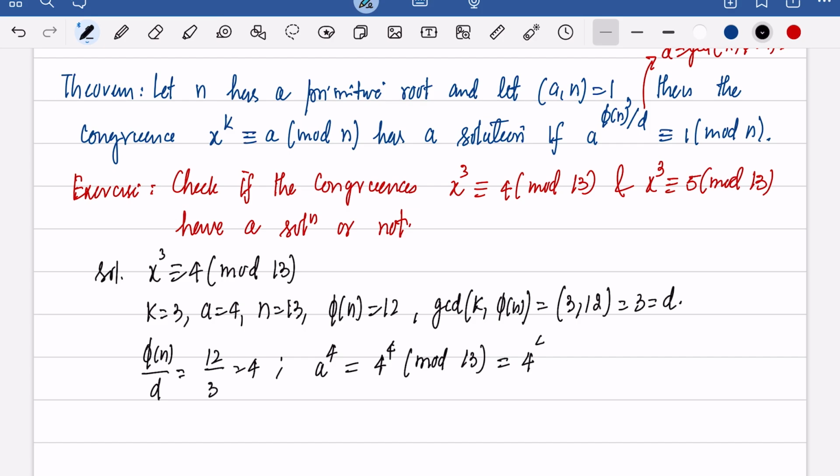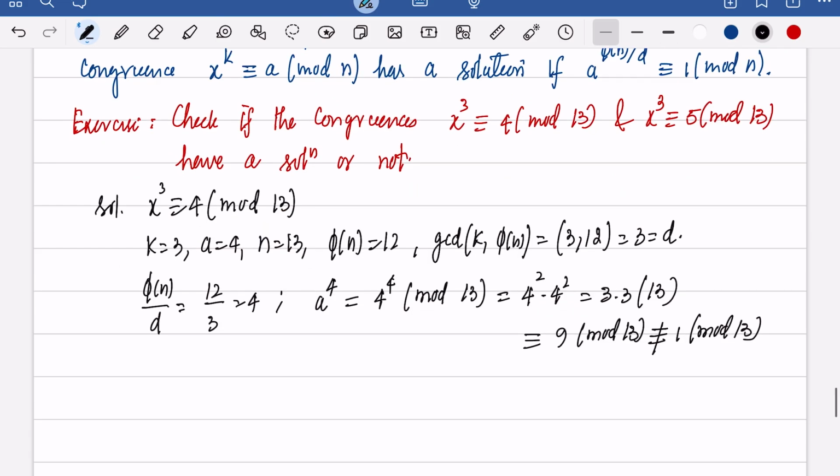Now we can write this 4^4 as 4^2 into 4^2. Now 4^2 is 16, and 16 is congruent to 3 mod 13, and the second 16 is also 3 mod 13. So this finally becomes congruent to 9 mod 13, which is not congruent to 1 mod 13. So this implies x^3 congruent to 4 mod 13 has no solution.